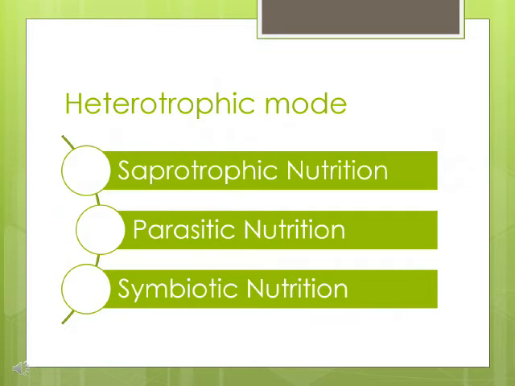There are mainly three types of heterotrophic mode of nutrition. First is saprotrophic nutrition, second parasitic nutrition, and third one is symbiotic nutrition. It is also known as symbiosis.